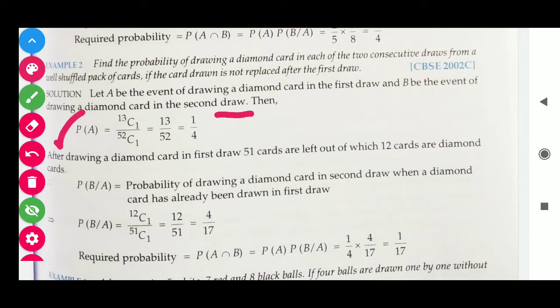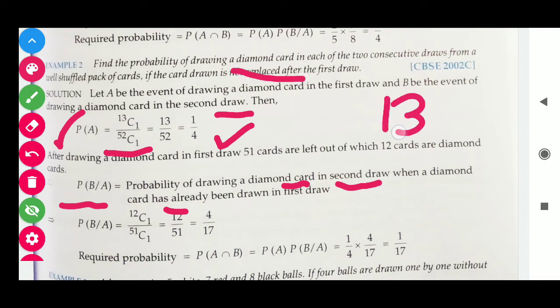Then probability of A is equal to 13C1 over 52C1. By calculating this we get 1 over 4. Now probability B over A is the probability of drawing a diamond card in the second draw when a diamond card has already been drawn in the first draw. So its value will be 12C1 because we have already drawn a diamond card. Diamond cards are total 13, so if we have already drawn one card from 13, then we are left with 12.